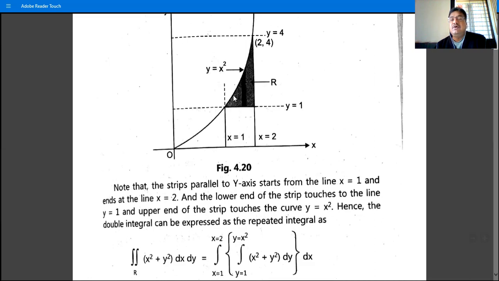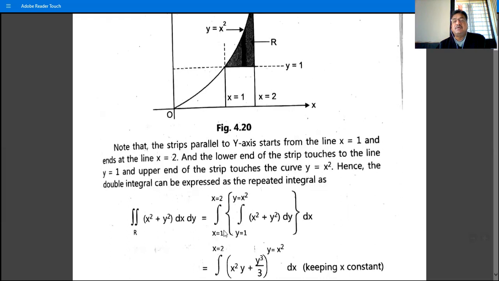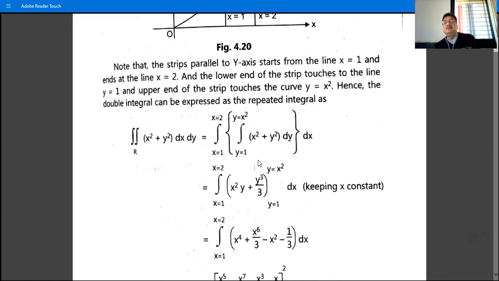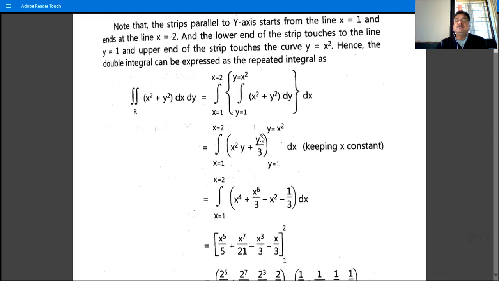And then in order to cover this total area, we have to move this strip from this point to this point. Therefore, x runs from 1 to 2. And then solve the integration very simply. Simple method, that is integrating with respect to y first, which means x is constant. So the integration of x square is x square into y, because keeping x constant means x square is constant, and integration of a constant is what? Constant into variable. Variable is y.